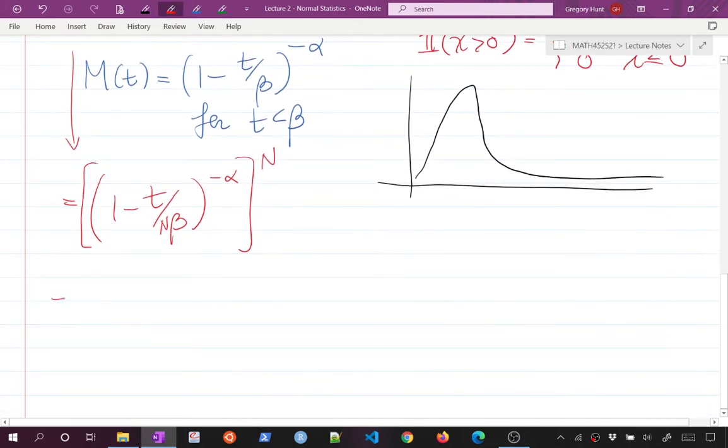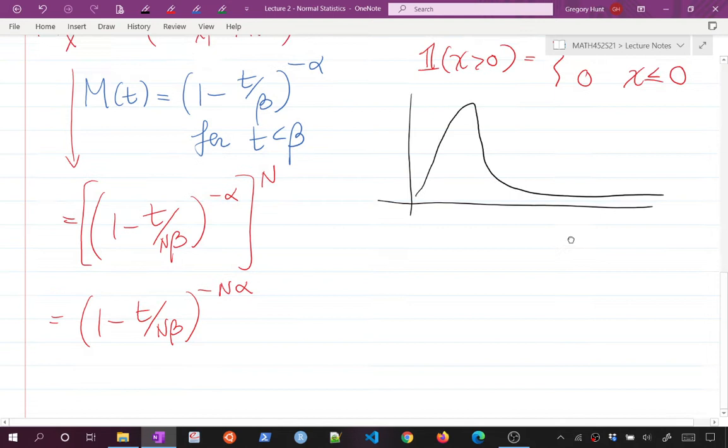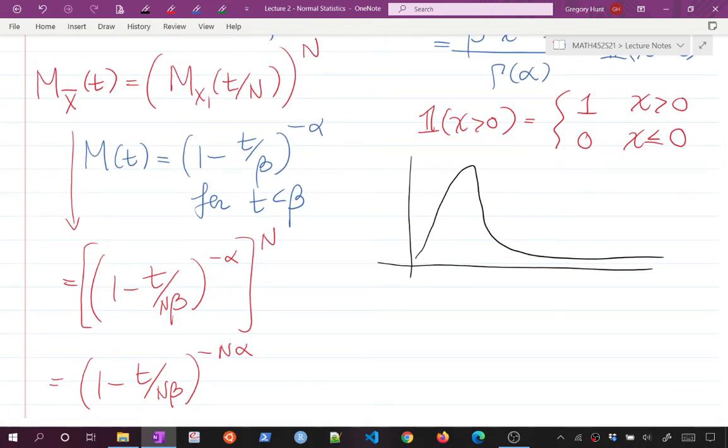I can simplify a little bit. Let me just bring this nth power in. This would give me 1 minus t over n beta to the negative n alpha. So if I just ask you what the MGF of x bar was, that's the answer. The MGF of x bar is 1 minus t over n beta to the negative n alpha.